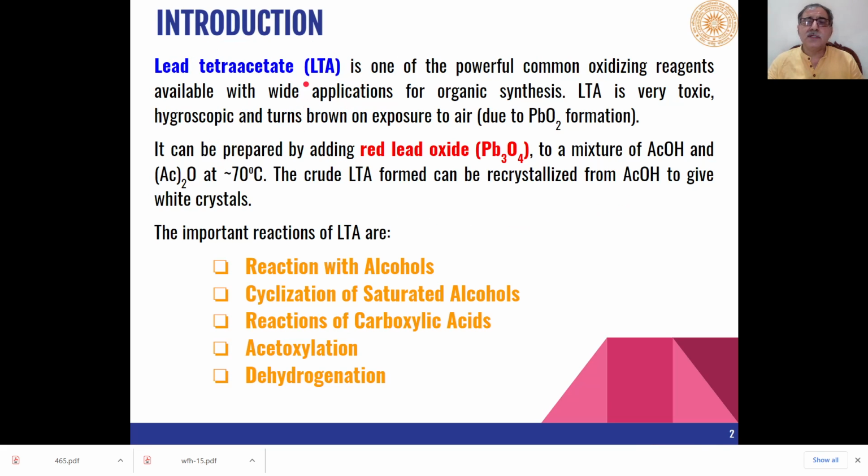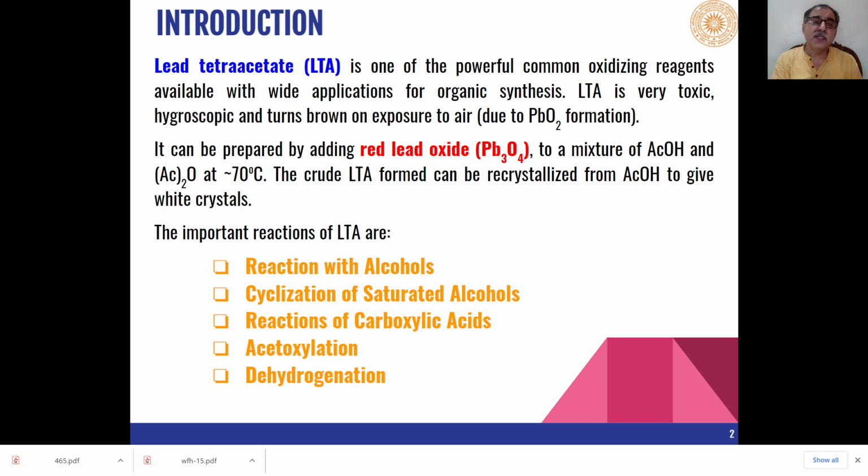Lead tetraacetate is a very powerful oxidizing agent, and a few disadvantages are that it is hygroscopic and very toxic in nature, and because of the hygroscopic nature it turns brown on exposure to air due to formation of lead dioxide. So this will limit the oxidizing capability of lead tetraacetate because of the formation of this lead dioxide.